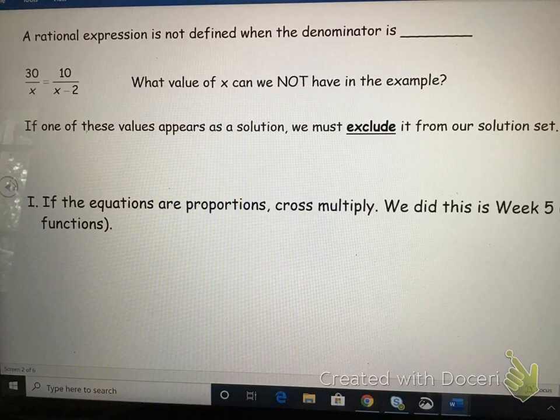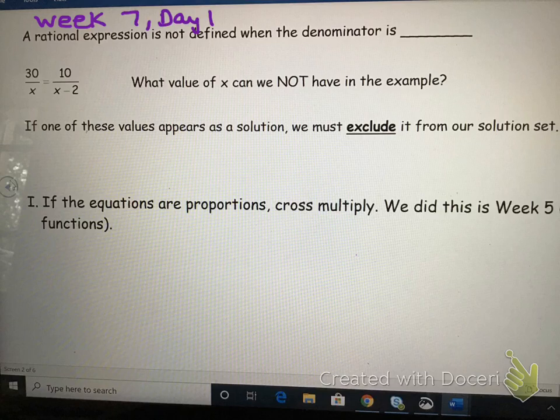Okay, welcome to week 7. We're in day 1 right now of week 7, and we are continuing our work with rational functions.